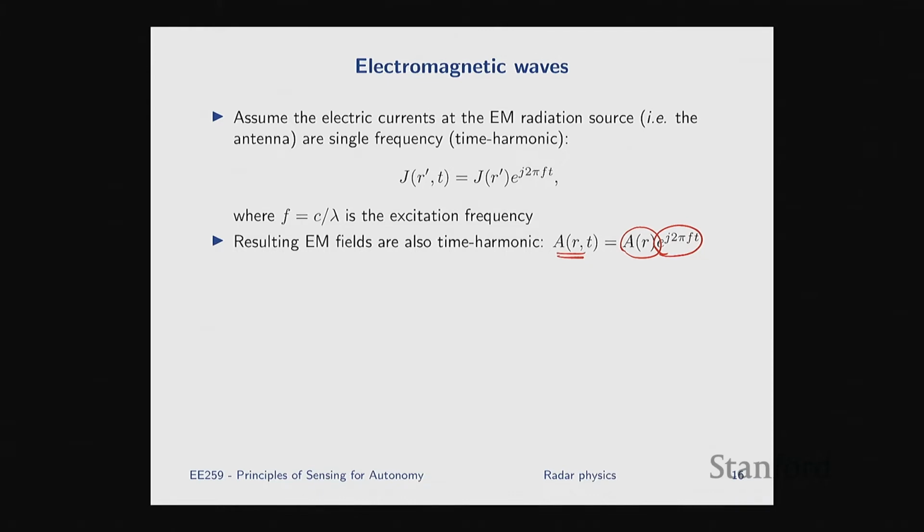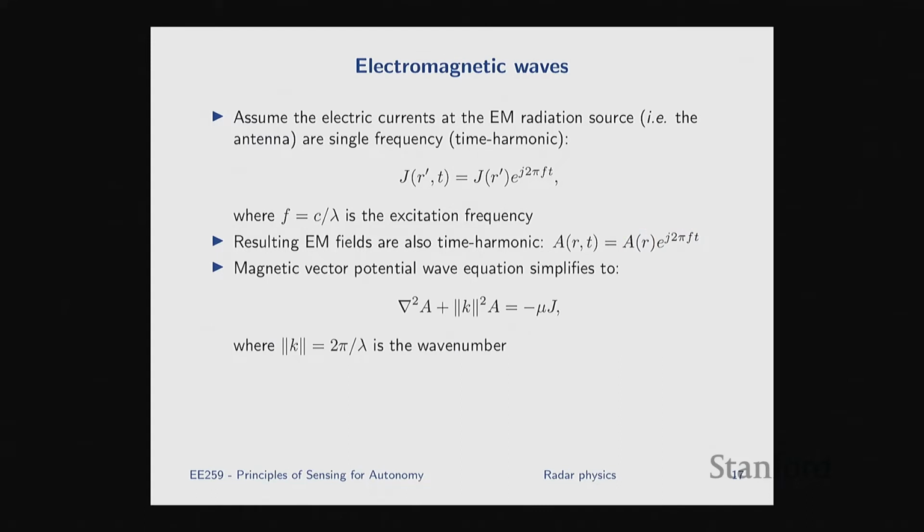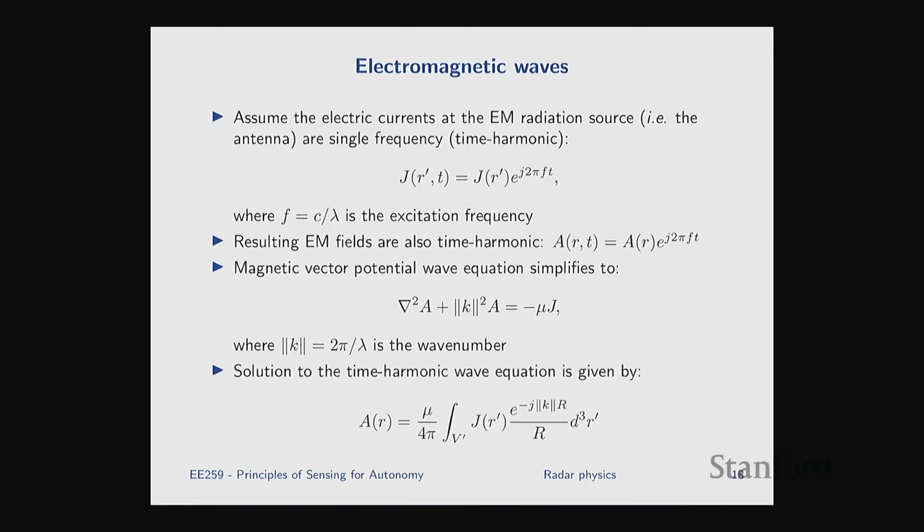And the reason it can be simplified is because our wave equation becomes much simpler. So the magnetic wave equation for the harmonic case, well, the Laplacian of A is still there. But remember, we had this 1 over c squared times the second derivative of A with respect to t squared. That term simply becomes a constant times A. And that constant is the square of our wave number k, which is 2 pi over lambda. And the right-hand side is still minus mu J as before. And this new equation, the simplified one, has a simple solution.